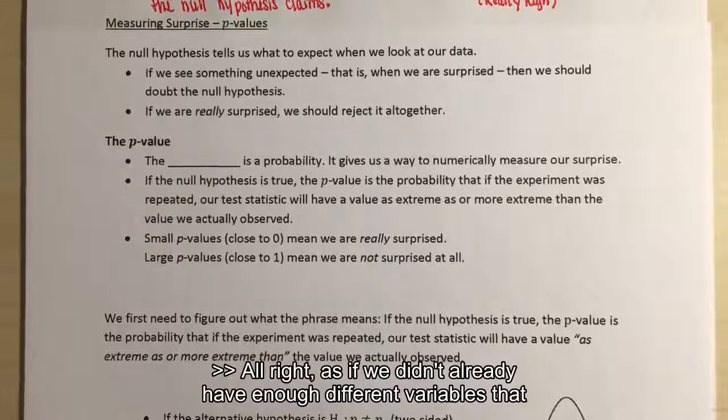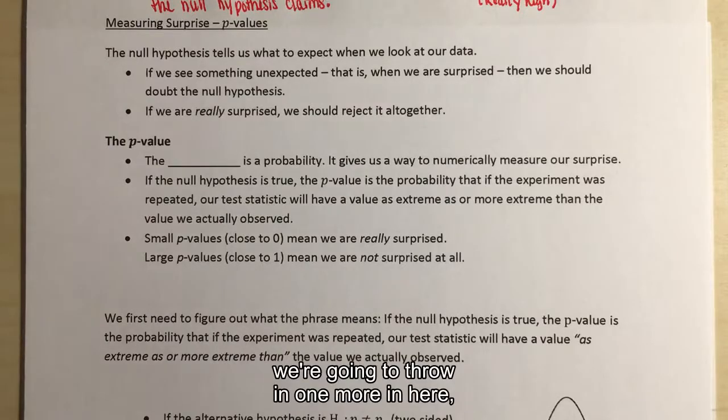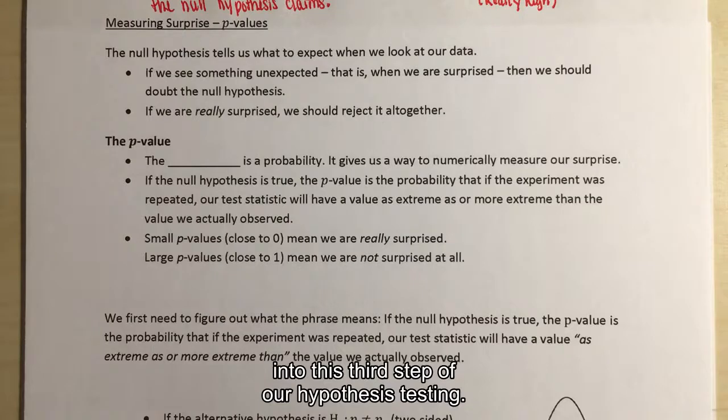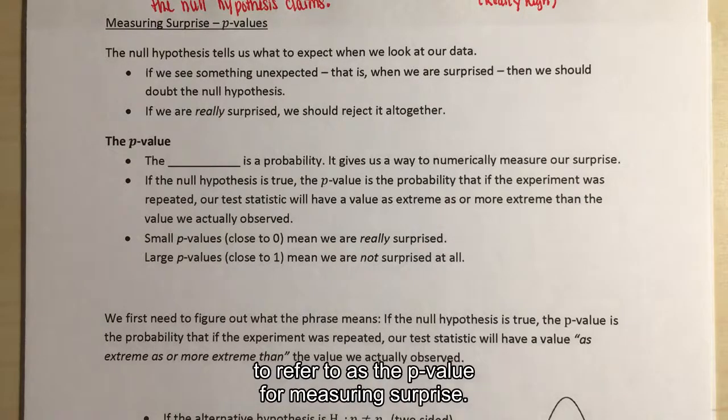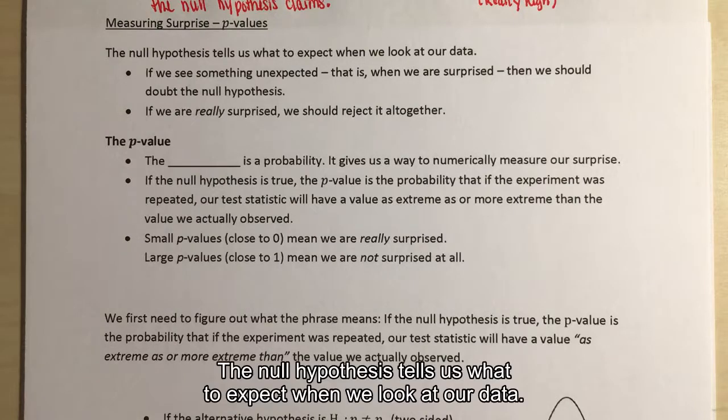All right, as if we didn't already have enough different variables that have to do with the letter P, we're going to throw in one more into this third step of our hypothesis testing. And we're going to use something that we're going to refer to as the p-value for measuring surprise. So the null hypothesis tells us what to expect when we look at our data.